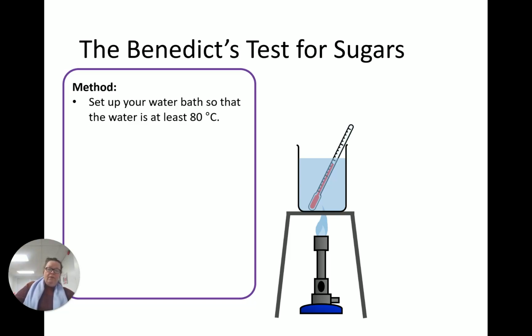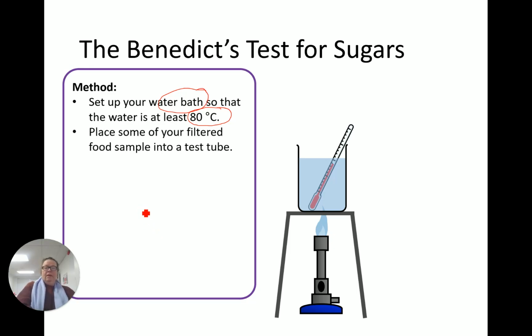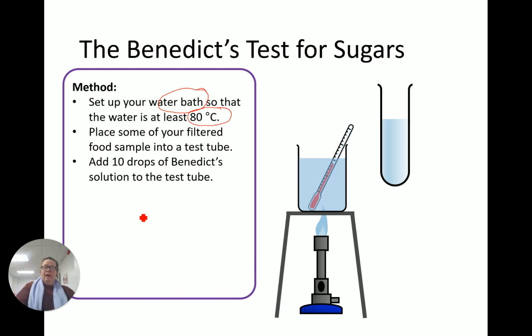So we have to use a water bath. A marking point for this one is you can just say water bath. If you want to add 80 degrees, that's fine, but water bath will get you a mark. So set up your water bath. Place some of that filtrate that we made into a test tube. There we go. Add 10 drops of Benedict's solution.